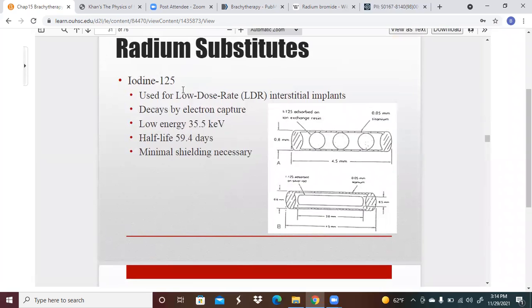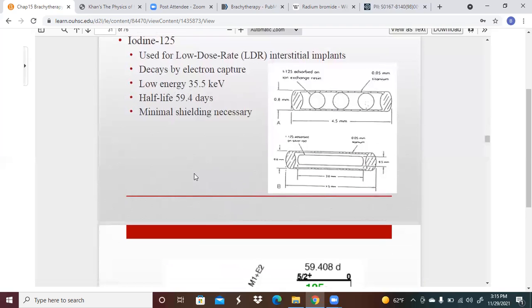Iodine-125 is going to be used for the LDR interstitial implants. It decays by electron capture, has a very low energy compared to what you've seen before, has a half-life of almost 60 days, and there's minimal shielding needed for this. I didn't know that titanium could be cut that thinly, but apparently it can.